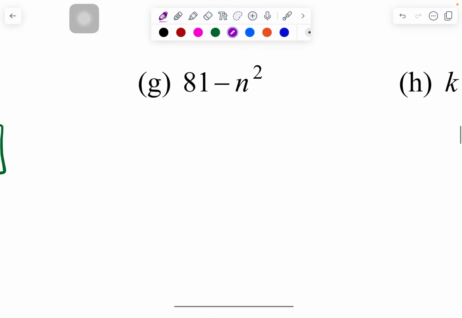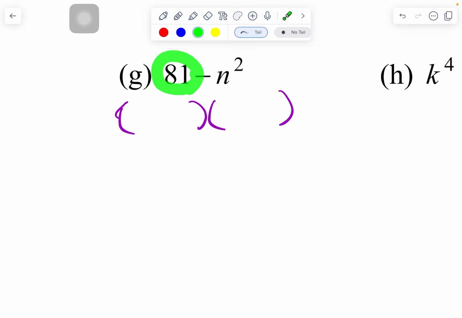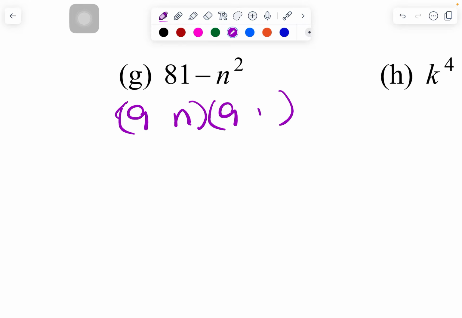All right, sliding over to G, you have a weirdness here because the number is first, but oh well, the number can come first. I just like having the subtraction sign in the middle because that way I know exactly where to put my signs. So I'm going to write my two factors. Because 81 comes first, I'm going to split that first. 9 times 9 makes 81. Then I'm going to split the n squared. N and n, make one positive, make one negative.